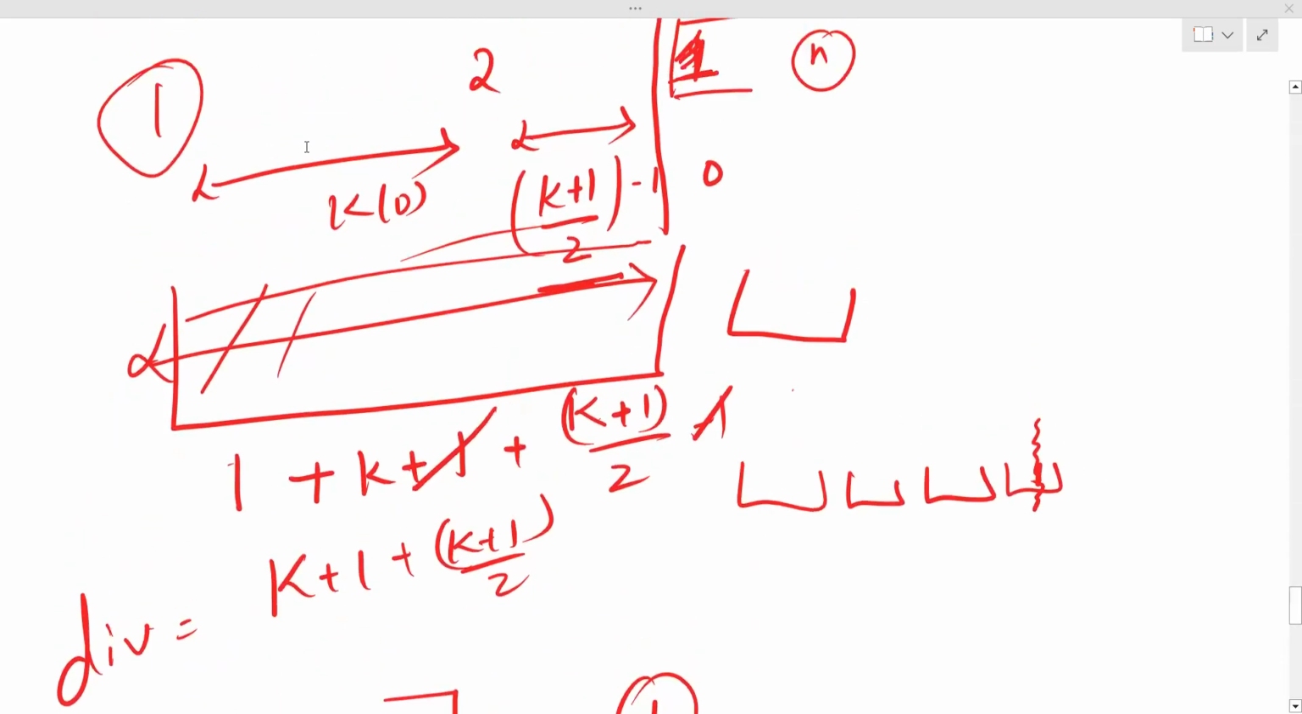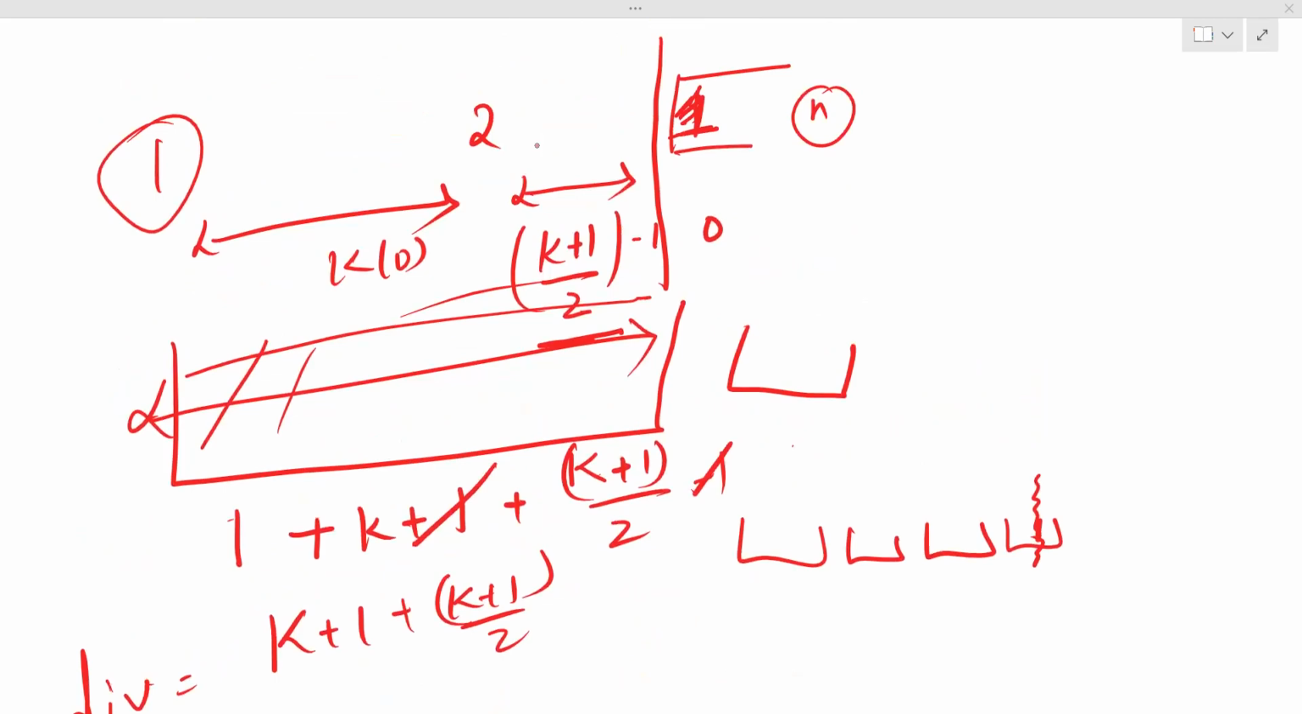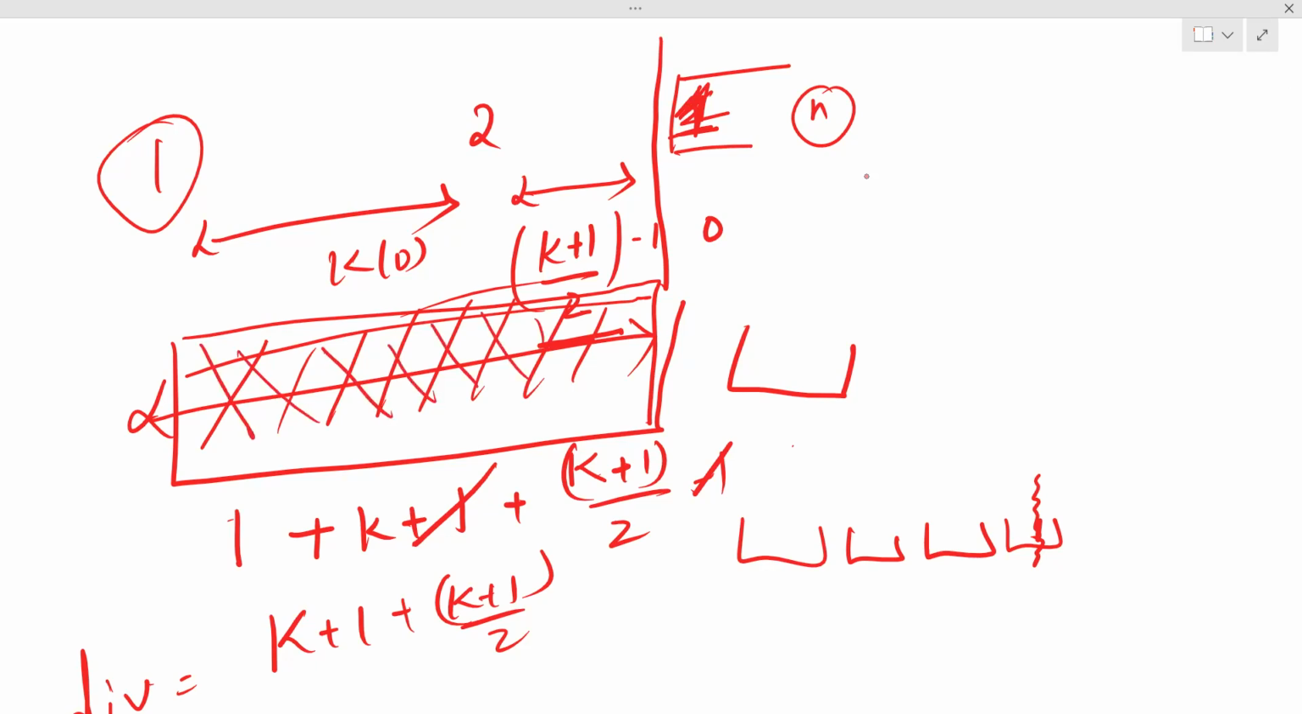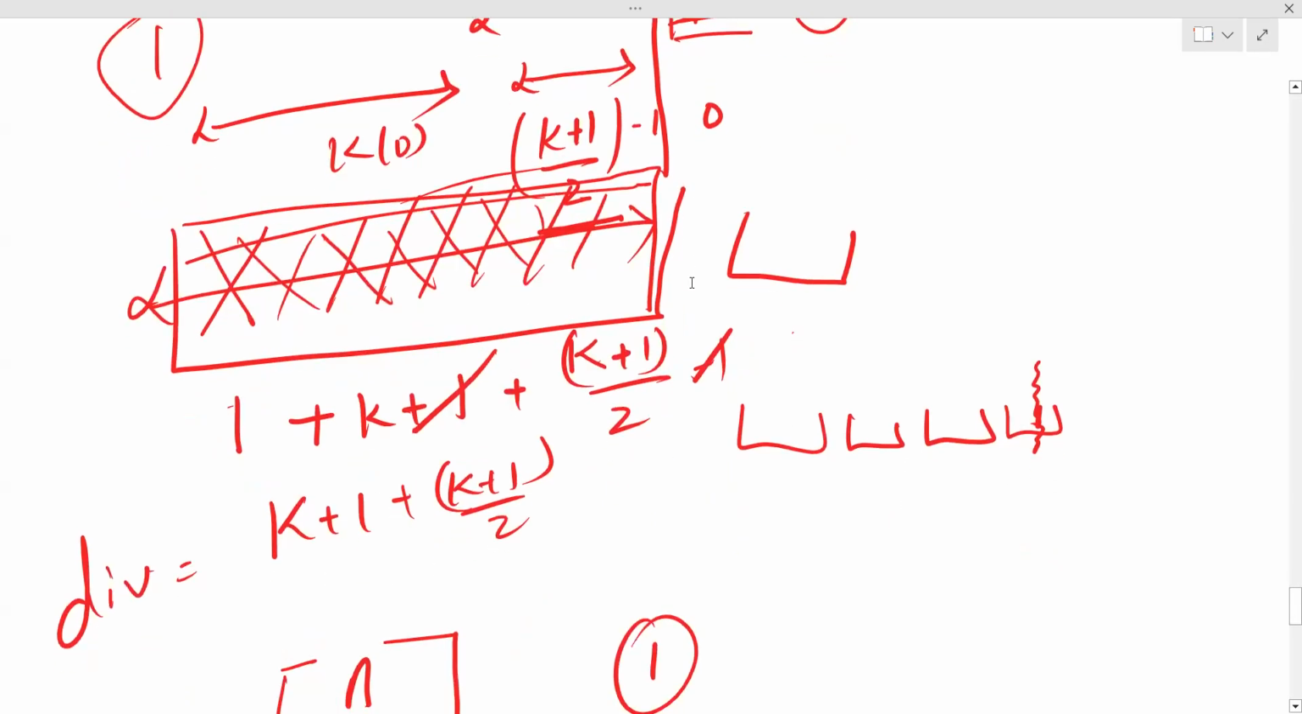See, we are trying to find the block which is going to get repeated again and again, right? After this position, we are again going to have this 1 at this place, and then again we are going to have k zeros, then a 2, and then (k plus 1)/2 minus 1 zeros. And then again, the same thing is going to follow. So let's say this is a block that is going to repeat again and again, and the length of this block is this thing.